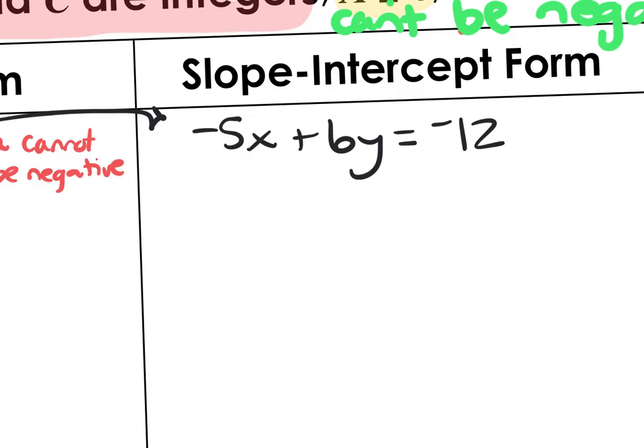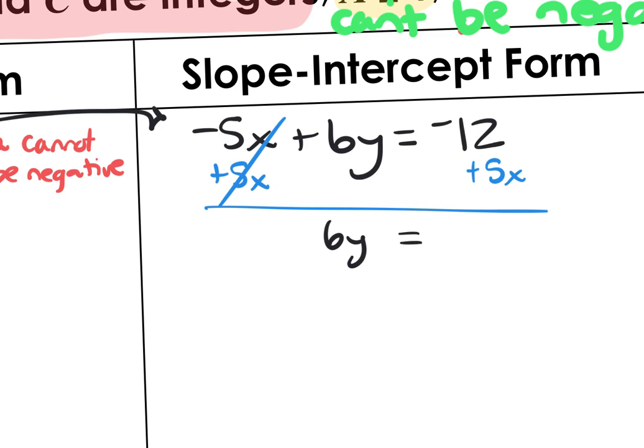That's basically saying get this y by itself over here. So we have to move x first. Right now it's a negative 5x. So the first thing I'm going to do is add 5x to both sides. Okay. Now we'll have 6y equals, on the other side, be careful. One's a negative 12, one's a 5x. Those aren't like terms. We can't actually add them together. So I'm just going to write 5x minus 12.